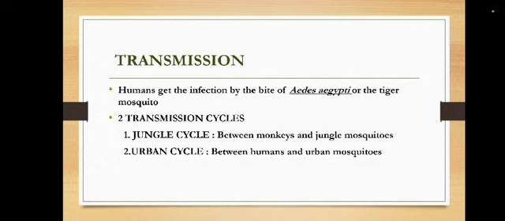So first, transmission, how it transmits. Humans get the infection by the bite of Aedes aegypti or the tiger mosquito. There are about two transmission cycles. It is the jungle cycle and the urban cycle. Jungle cycle is between the monkeys and the jungle mosquitoes. Urban cycle is between humans and the urban mosquitoes.